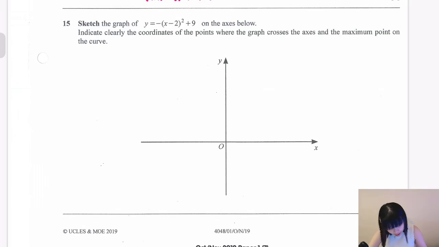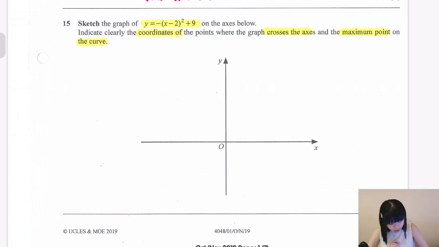Question 15, sketch the graph of y equals negative (x minus 2) squared plus 9 on the axis below. Indicate clearly the coordinates of the points where the graph crosses the axis and the maximum point on the curve. Now, this is a quadratic graph in disguise. It's just in completed square form.